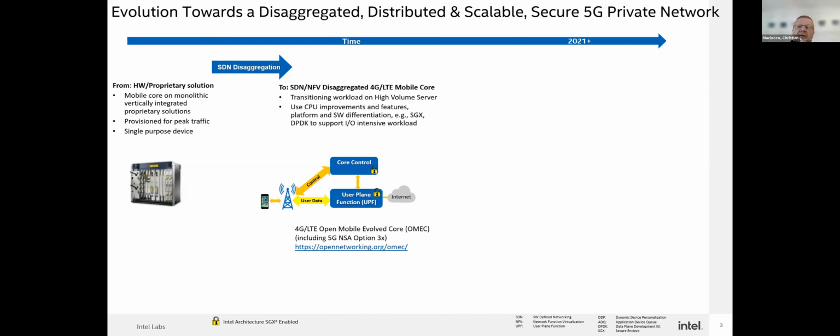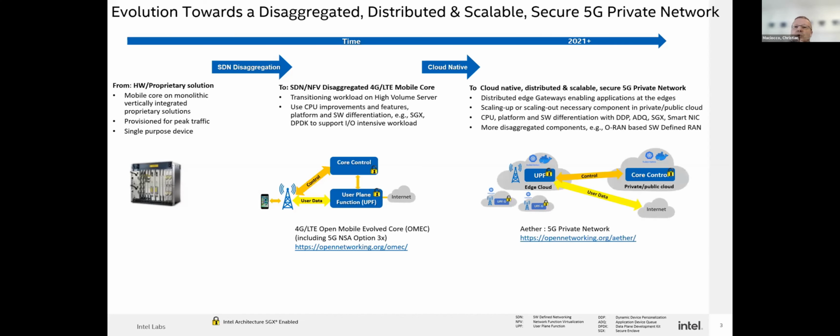Now, the second step of the transformation was: how do we go into a cloud native model for a scalable, disaggregated network? That's the work we have been doing since last year with partners. How do we take this 4G LTE mobile core and evolve it toward 5G, enabling distributed edges, which in turn enable mobile edge computing, applications running at the edge of the network, and the ability to scale this network in a fairly easy fashion?